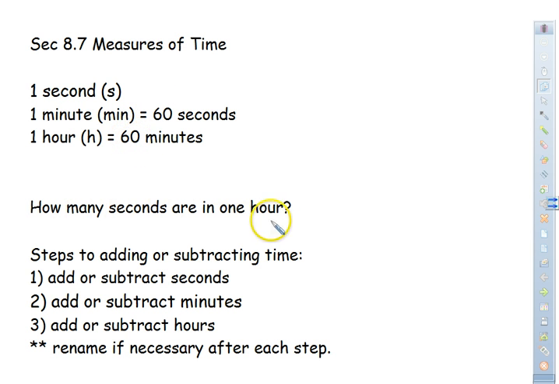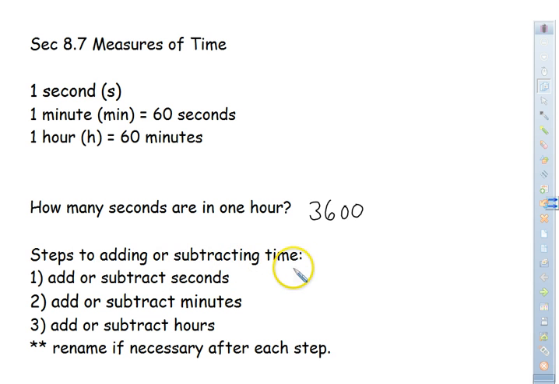It says how many seconds are again in 1 hour. If you were trying to determine that, since there are 60 seconds in 1 minute and 60 minutes in 1 hour, you'd multiply those two together to get a total of 3,600 seconds in 1 hour. That's a lot. That's a whole bunch of seconds. A lot more than you probably thought from the get-go. 3,600 seconds in 1 hour.